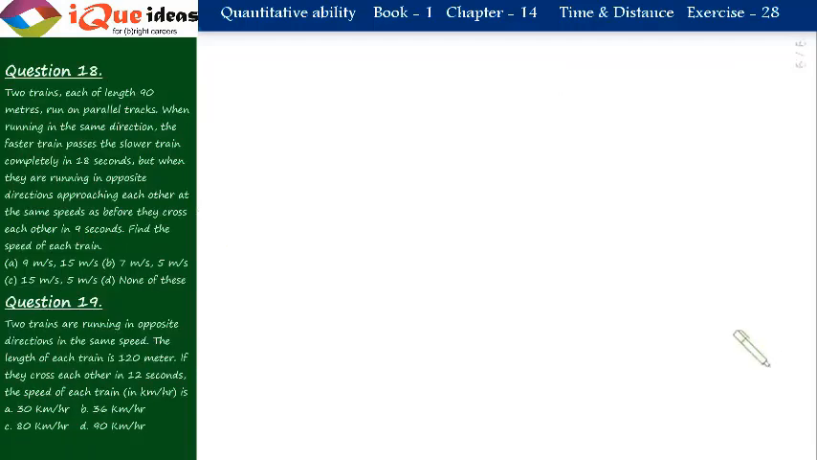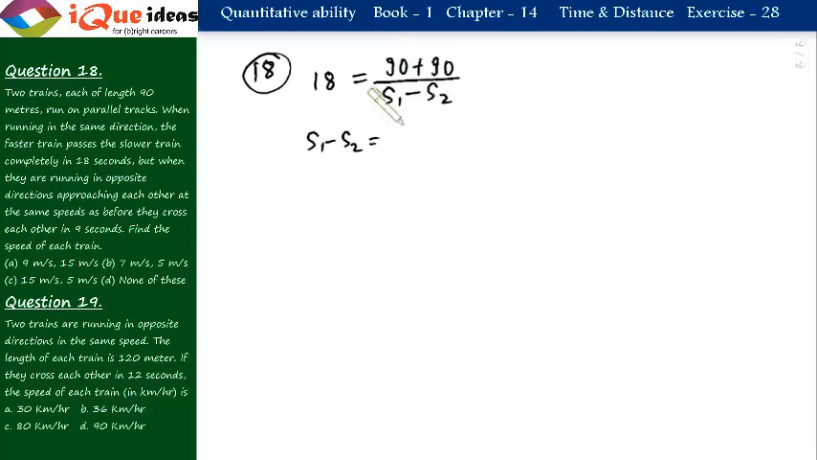Now let's take the next question, question number 18. It says two trains, each of length 90 meters, run on parallel tracks. When running in the same direction, the faster passes the slower train completely in 18 seconds. We straight away write the expression for time, that is 18 seconds, is equal to sum of lengths, that is 90 plus 90. And because they're running in the same direction, it has to be S1 minus S2. So from here we get S1 minus S2 equal to 180 by 18, that is 10. So this is one equation.